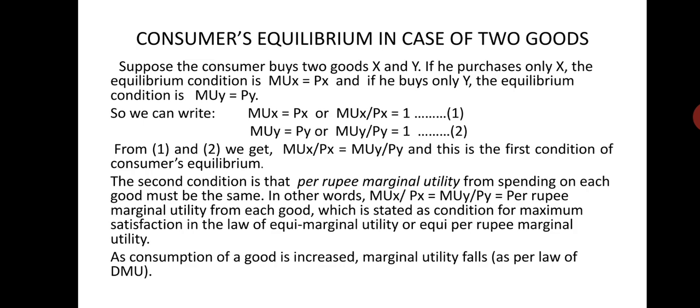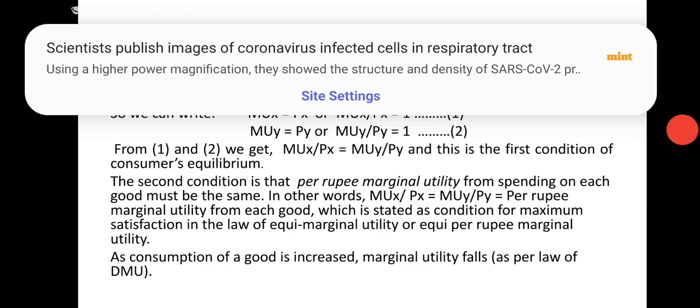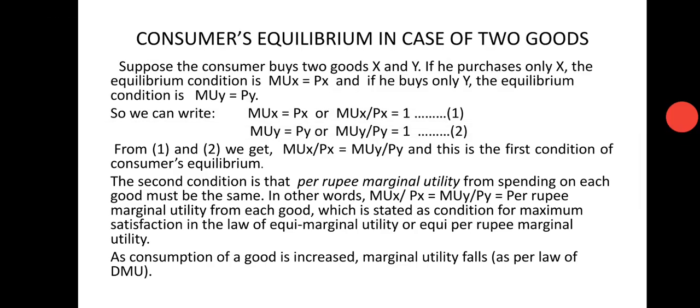Right? So we can write MUX is equal to PX, marginal utility of X is equal to PX, or we can write this as MUX upon PX is equal to 1. That is equation 1. And MUY is equal to PY, or we can write MUY upon PY is equal to 1. It is equation 2.